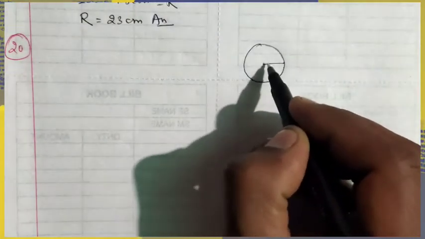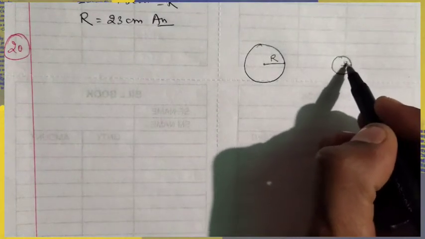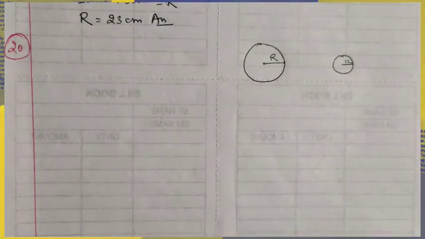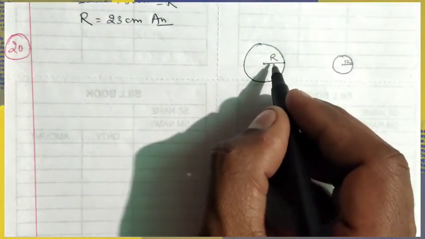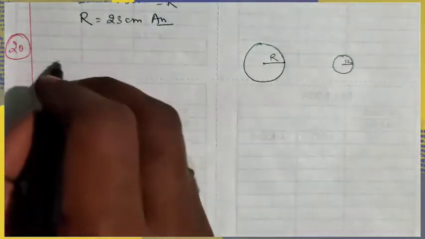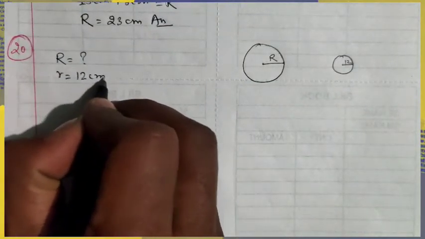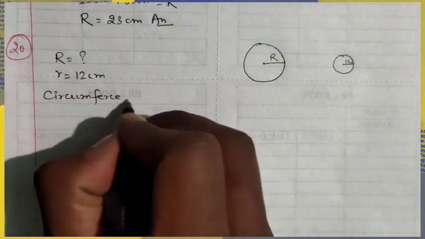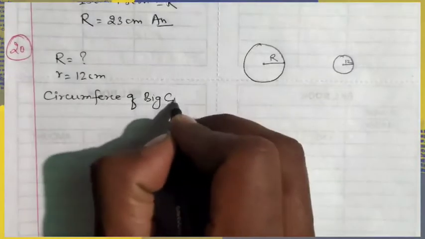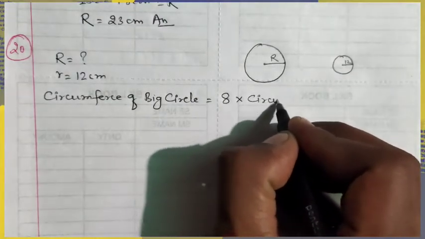The circumference of this circle is 8 times the circumference of another circle whose radius is given as 12 centimeter. The question has asked to find its diameter. It means let us assume the bigger circle has radius capital R and the smaller one has small r. We have to find capital R, and small r is given as 12 centimeter. According to the question, the circumference of the big circle is equal to 8 times, it means 8 into the circumference of the small circle.